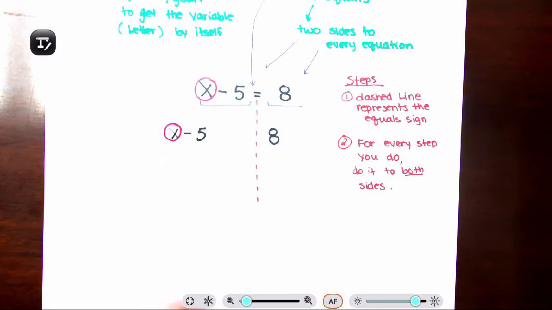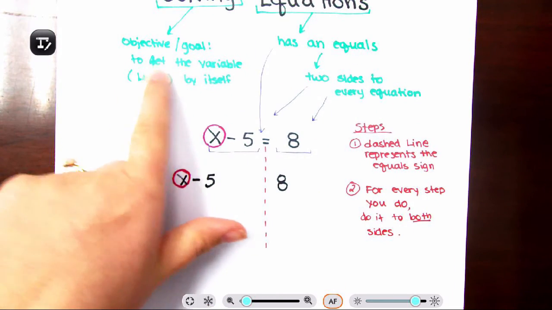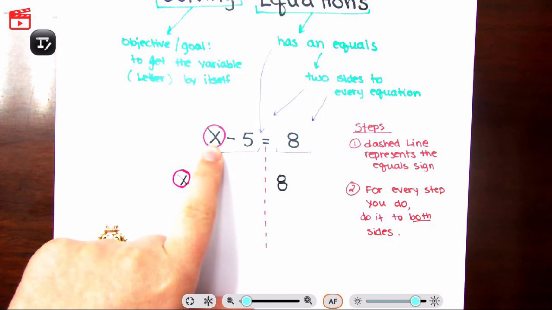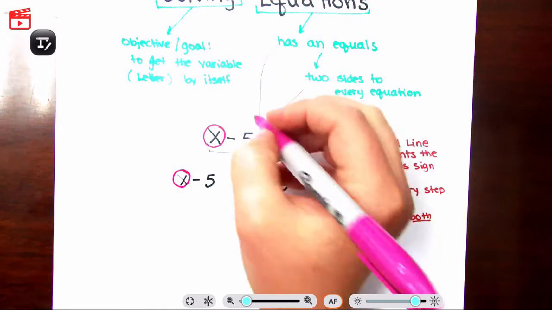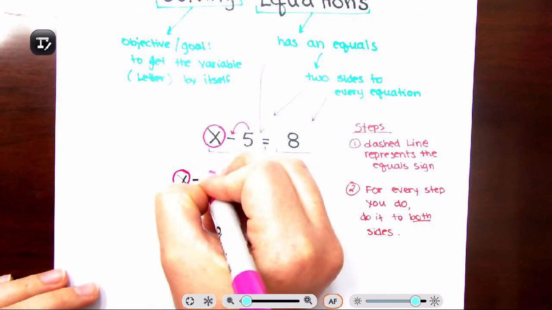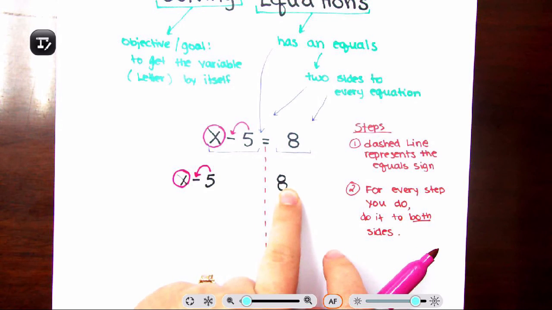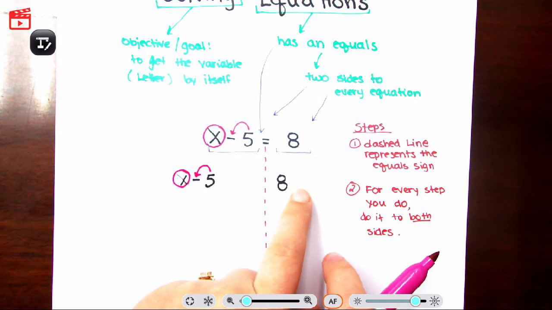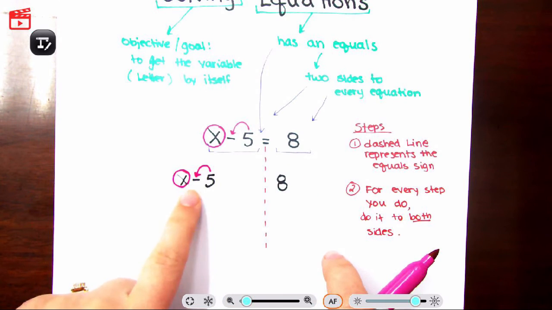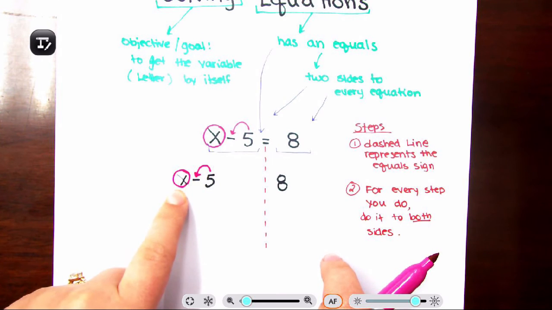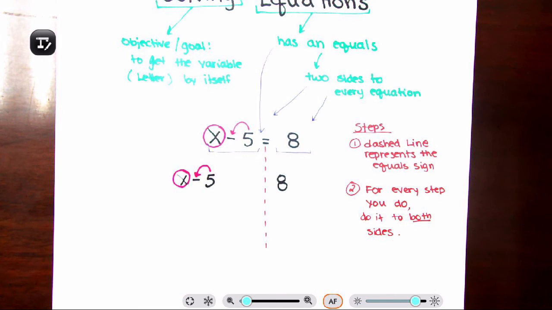What's my objective? I want to get the variable, the letter, by itself. X is not by itself. Do you see how it's attached to this minus 5? So this minus 5 is what it is attached to. Now notice there is no letter on this side. We don't really care about this side. We only care about this side right now. Since 5 is attached to a minus, and the minus is attached to x, we're going to do the opposite. We're going to take the inverse of what is attached to x.